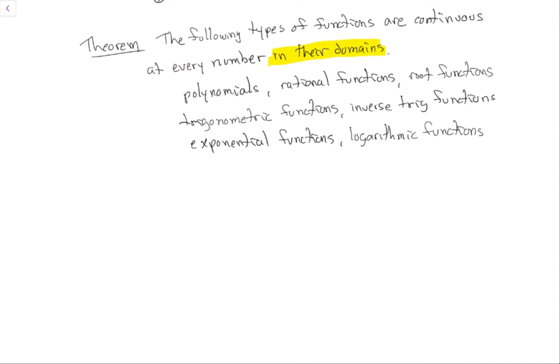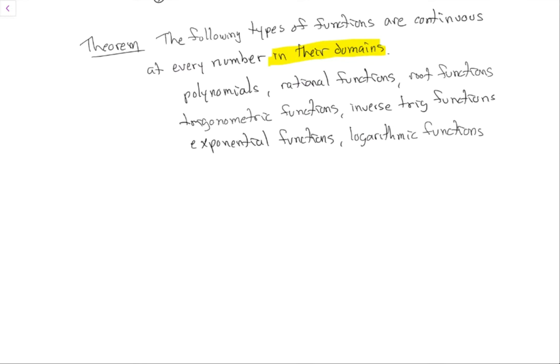Rational functions will be continuous at any point in their domain. Same thing with root functions, just like we saw with the root x function a minute ago. As long as we're at an x value in its domain, it is continuous at that value. Trigonometric functions: sine, cosine, tangent. If we think about tangent, it has vertical asymptotes at every odd multiple of pi over 2. But as long as a value of x is in the domain of tangent, it's continuous in that interval. Any inverse trig function, exponential functions, and logarithmic functions.